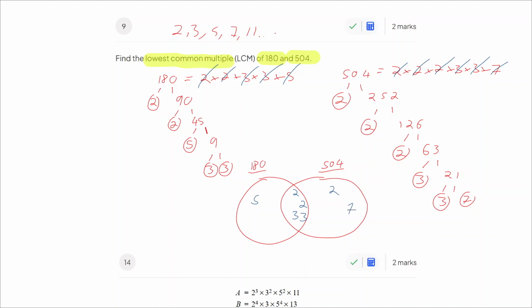Now, to get the lowest common multiple here, you just times all of your numbers together within the Venn diagram. So to get the LCM, we just times everything together. It's going to be 5 times 2 times 2 times 3 times 3 times 2 times 7, and that is equal to 2520, and that's my answer. So the smallest number that 180 and 504 go into is 2520.